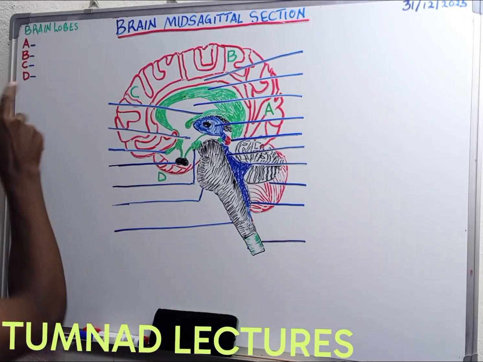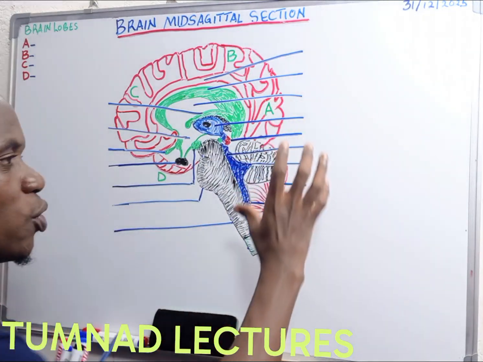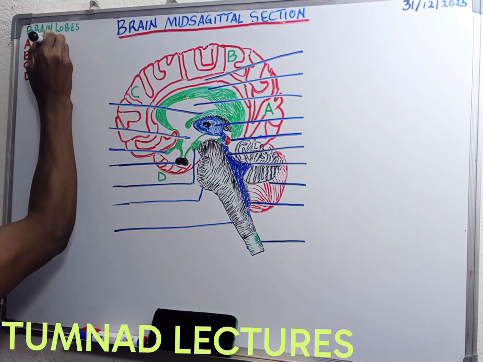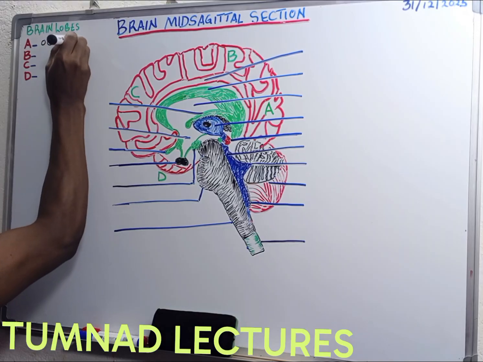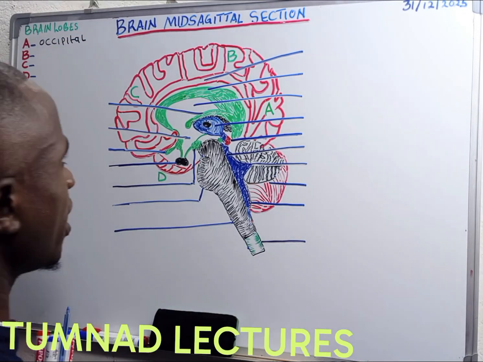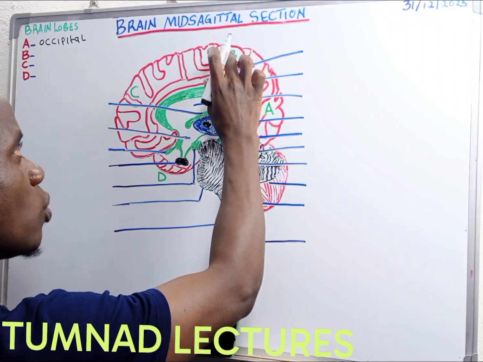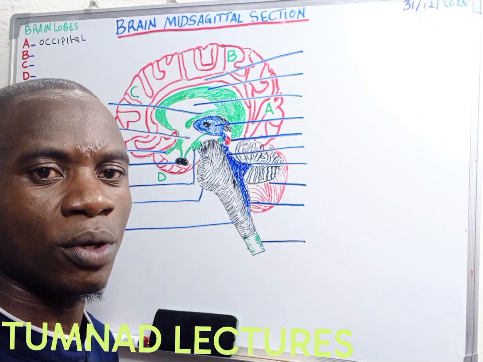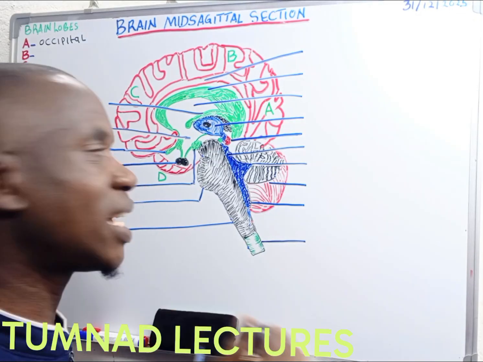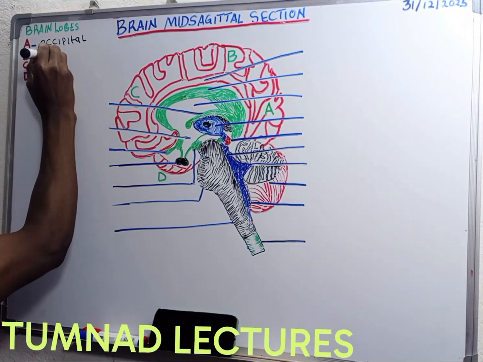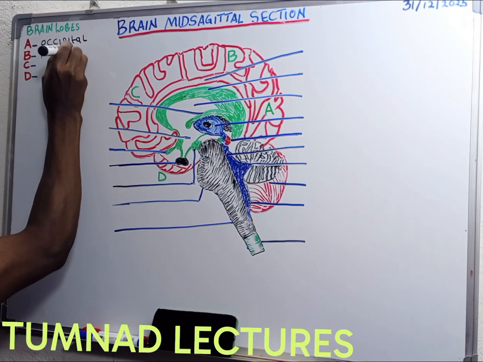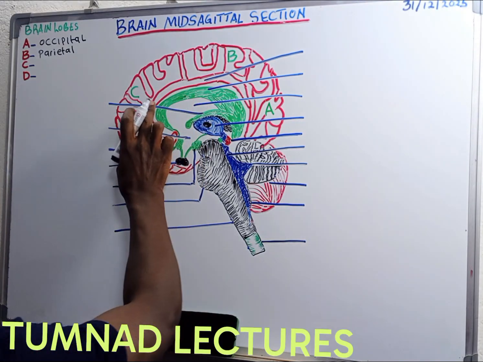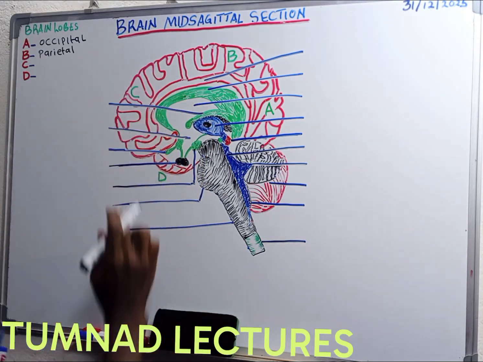Now this lobe which is located at the back is what we call the occipital lobe. And then next to the occipital lobe is what we call the parietal lobe, which is separated by what we call the parieto-occipital fissure or parieto-occipital sulcus. So our part B is what we call the parietal lobe.